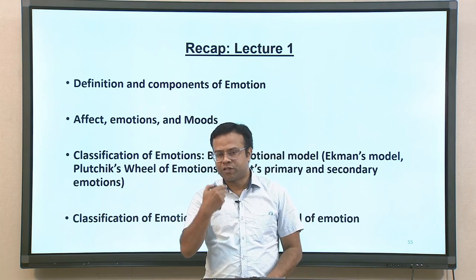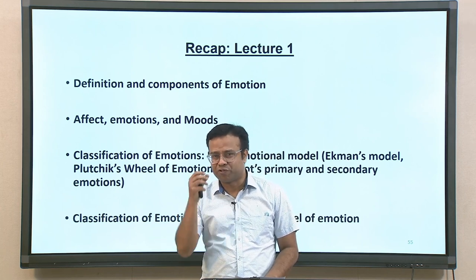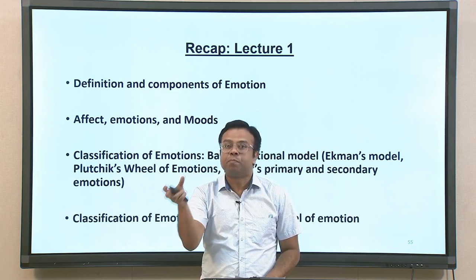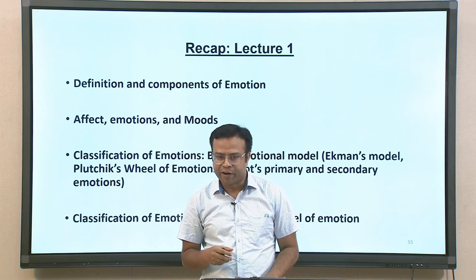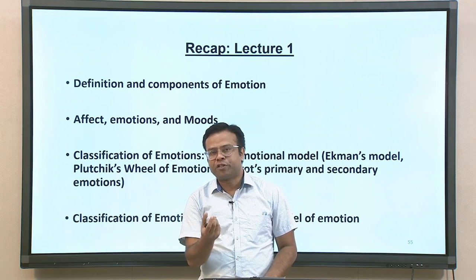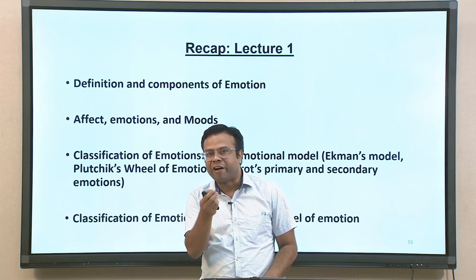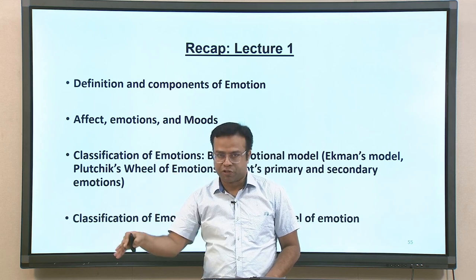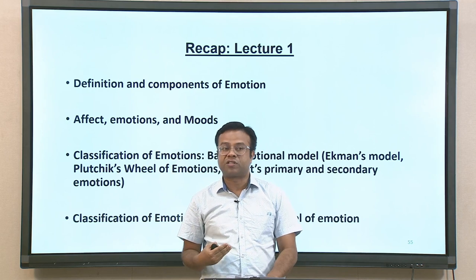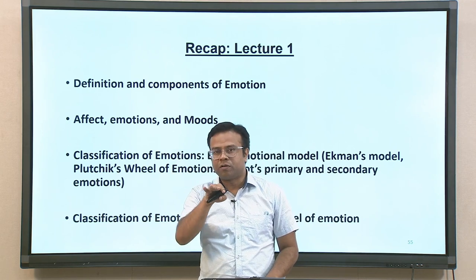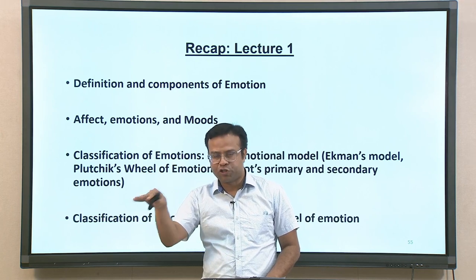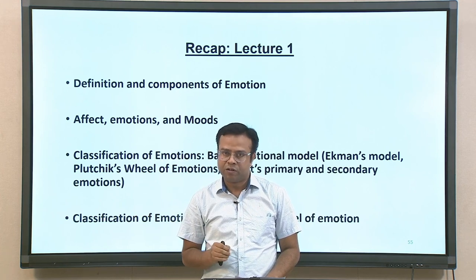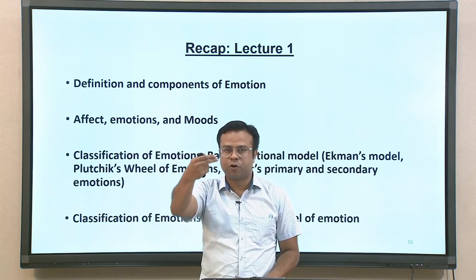Then, at the end, we also discussed dimensional models of emotion because of certain inherent limitations of basic emotions: different theories talk about different numbers of basic emotions, and there was a lack of agreement. Because of those limitations, some theories talked about classifying emotions based on dimensions rather than finding basic emotions. One model we discussed is the circumplex model, which classifies emotions by valence, meaning positive or negative, and arousal, meaning high arousal and low arousal emotions.